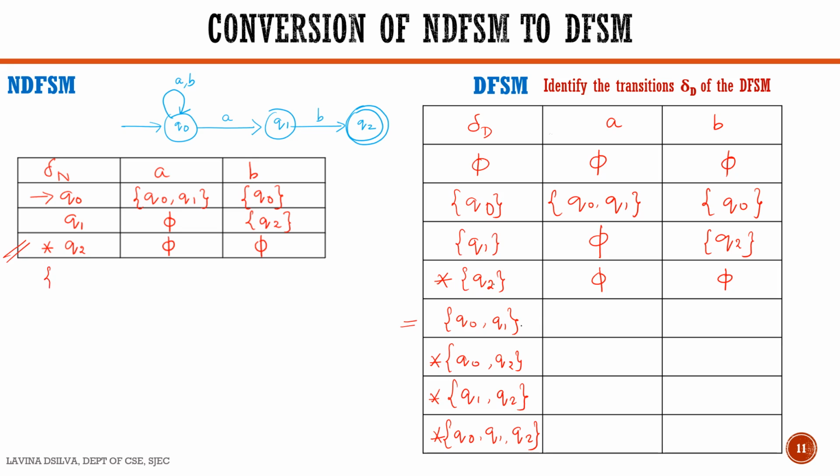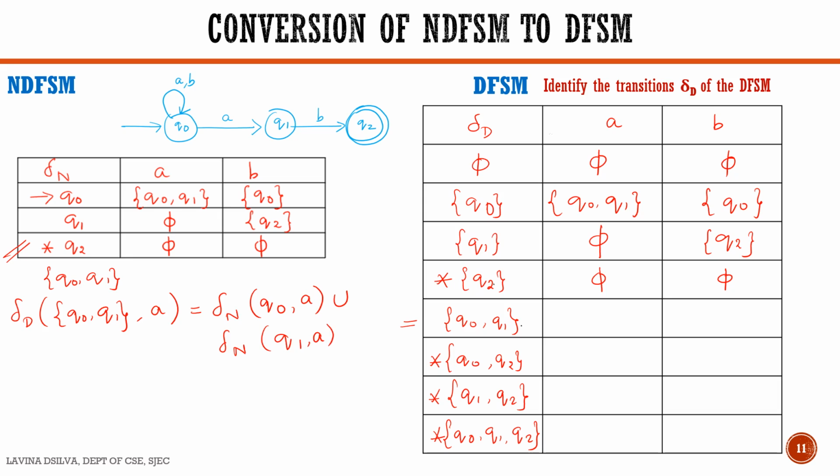Next, taking the state Q0, Q1. It's a combination of two states, Q0 and Q1. Therefore, transition delta D on the state Q0, Q1 is to be considered as a single state. On an input A it is written as delta N transition of Q0 and A union delta N transition of Q1 and A.